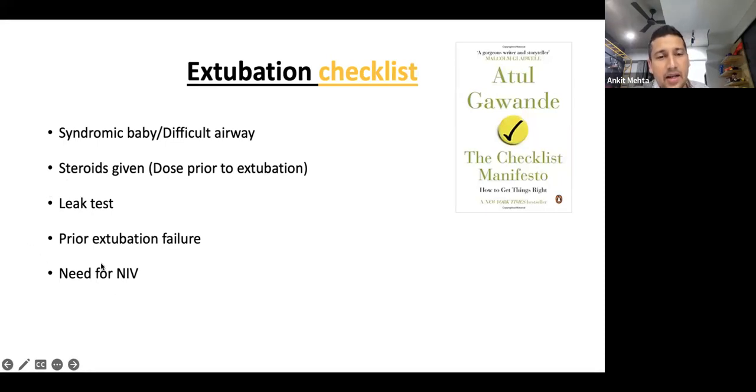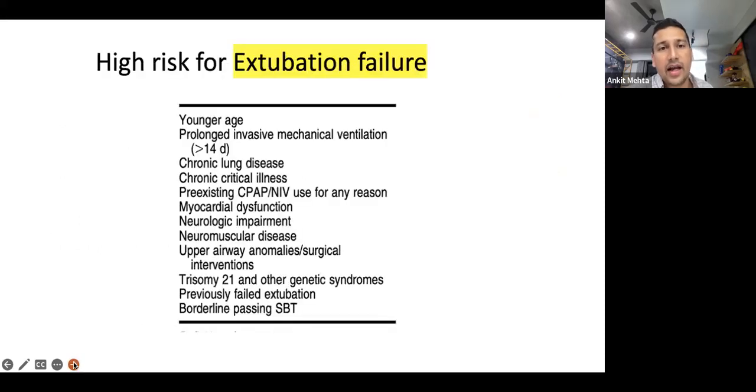If the patients have a prior extubation failure, then I think we need to have all the ticks there, and then only we can extubate a child. And we should consider NIV in high risk cases. What are high risk cases? These are young age patients, patients on prolonged ventilation for more than 14 days with a long-term illness, myocardial dysfunction, and probably upper airway anomalies, or those who have previously failed an extubation. I think these are the patients who should be given immediate high flow nasal cannula or non-invasive respiratory support by maybe a BiPAP or other methods as required.